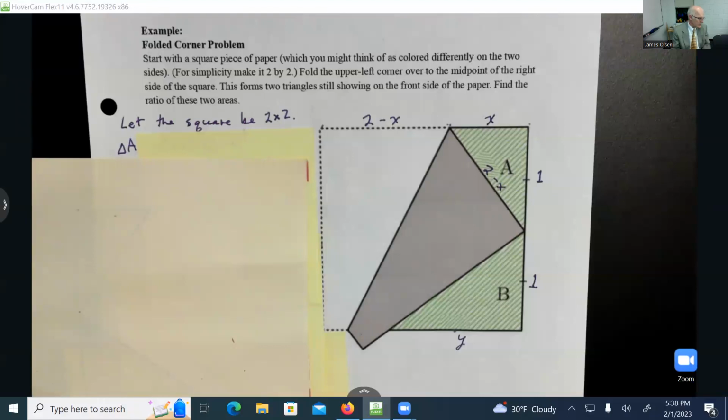We're going to take a look at triangle A. And we're going to apply the Pythagorean theorem to triangle A. See if you can write down the Pythagorean theorem for triangle A and solve for x.